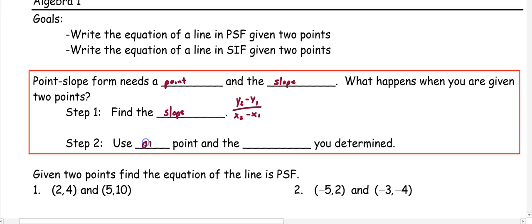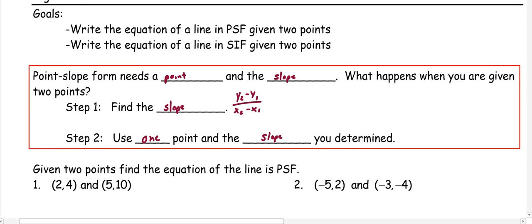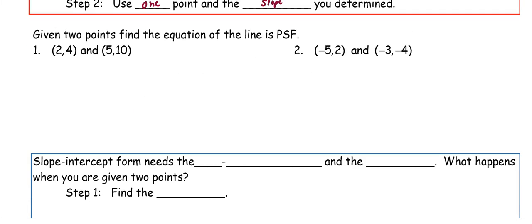And then we're going to use 1 point and the slope you determined. It doesn't matter which point you pick when you're writing your equation. So in number 1, we're given 2 points and we need to find the equation of the line in point slope form. So first thing I'm going to do is find the slope of my 2 points.